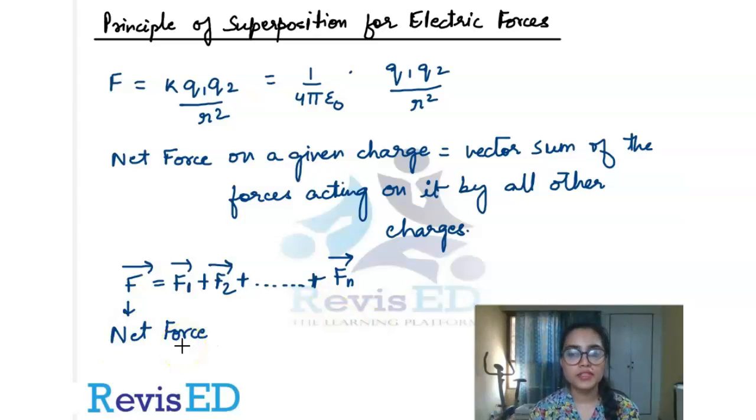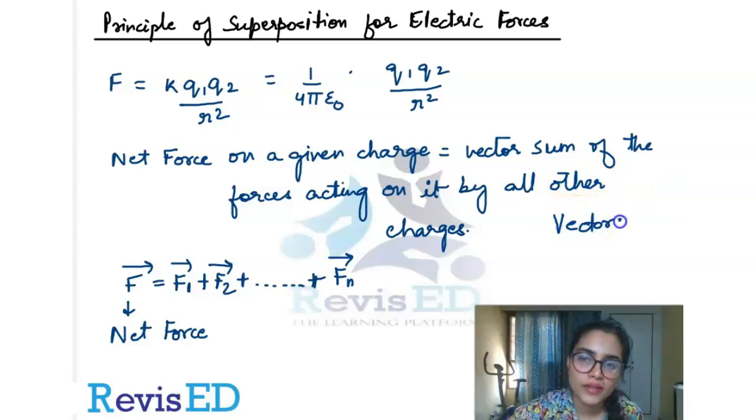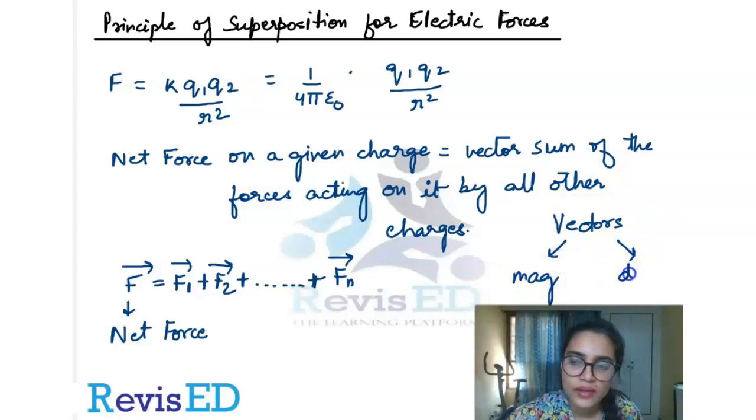The principle is very simple, but its concept is applied when there are many charges and when the forces are represented as vectors, meaning you know both the magnitude and the direction, because we have already studied that vectors are those quantities which have both magnitude as well as direction. For such quantities, we use vector summation. I hope that this concept of the principle of superposition for electric forces is clear to you.